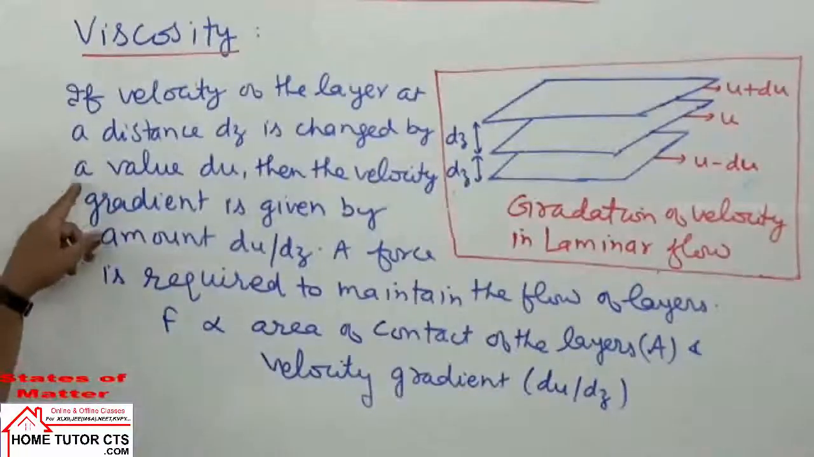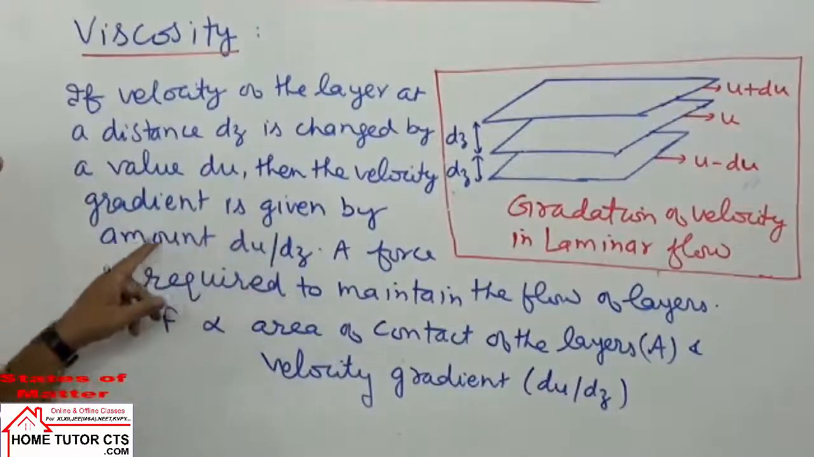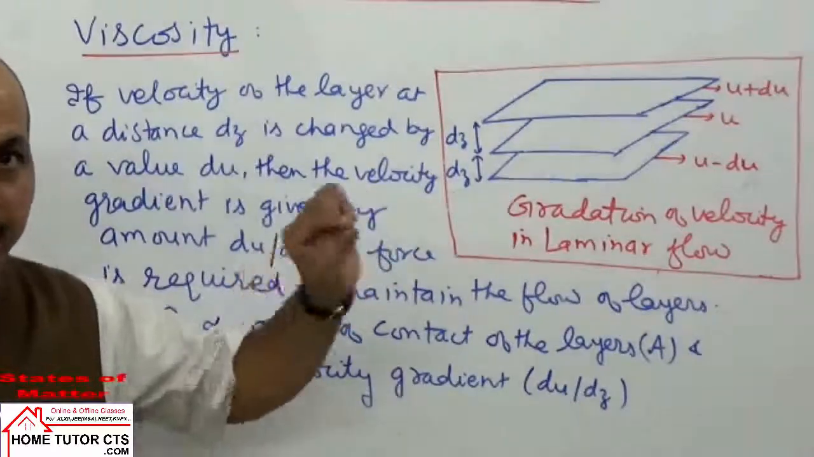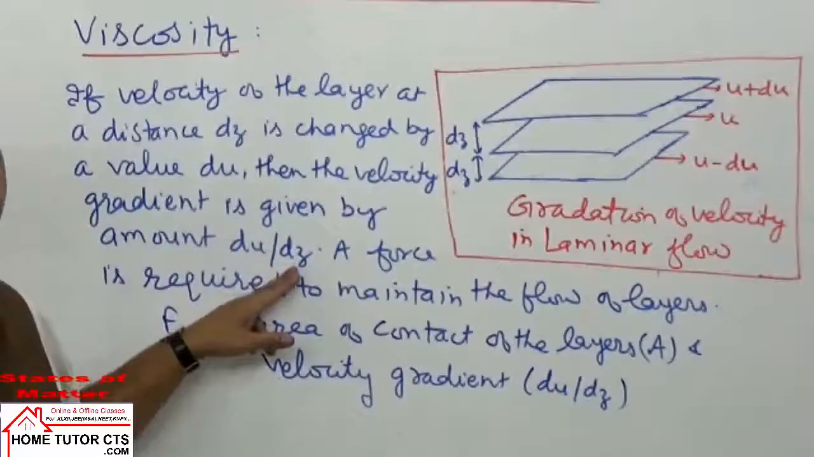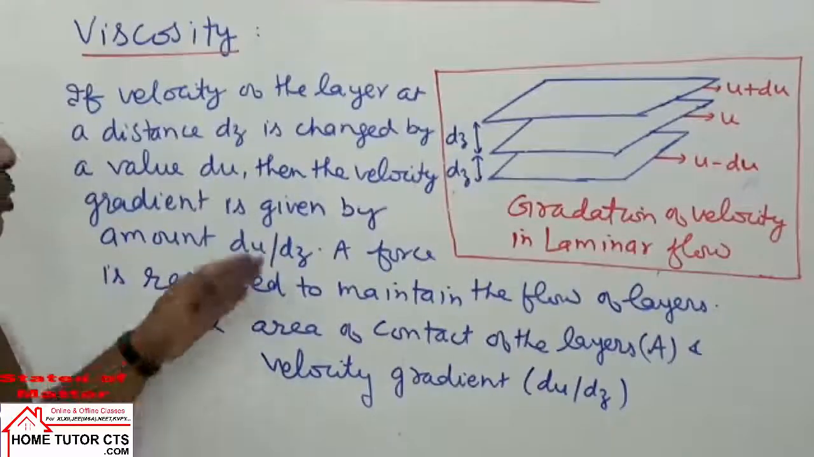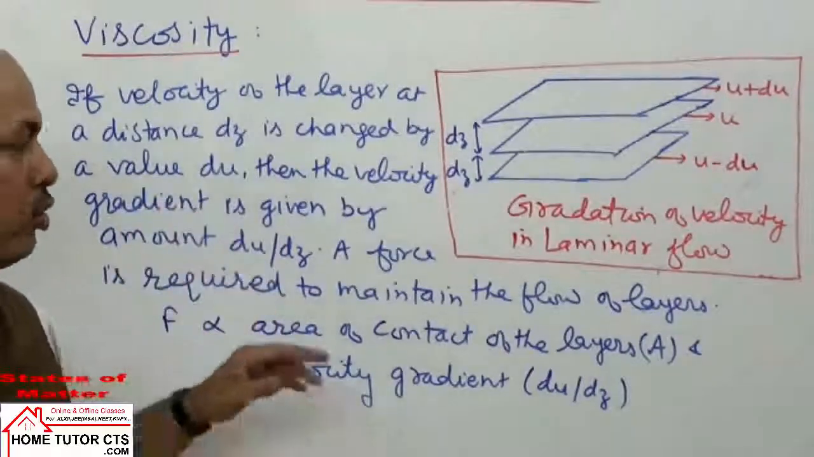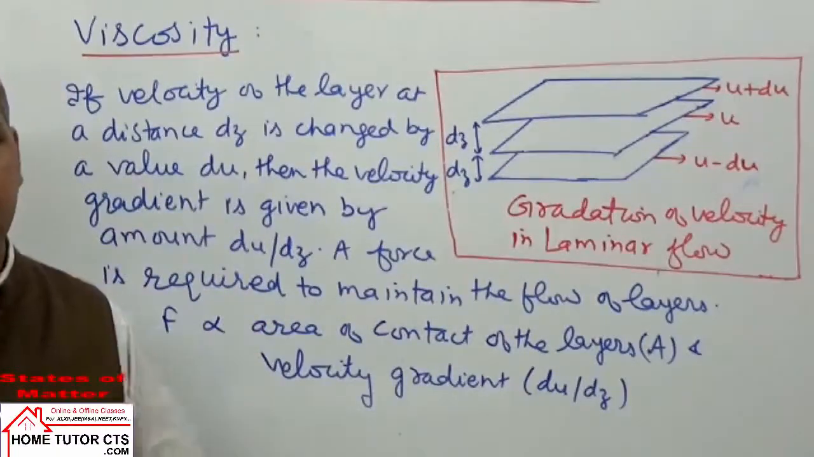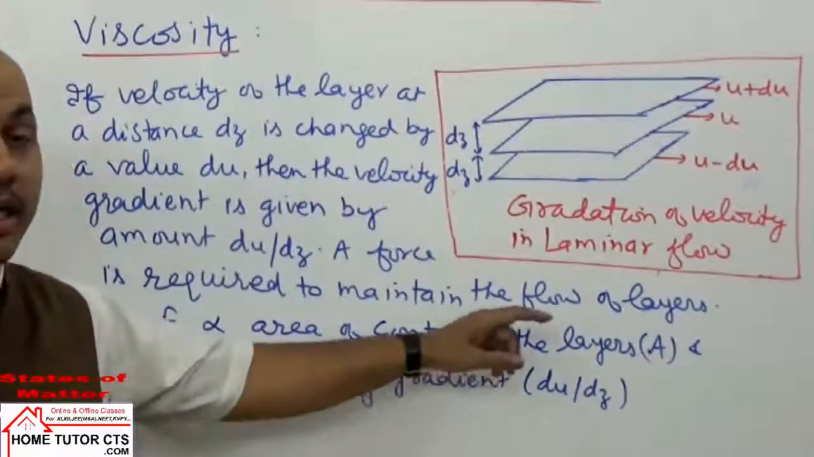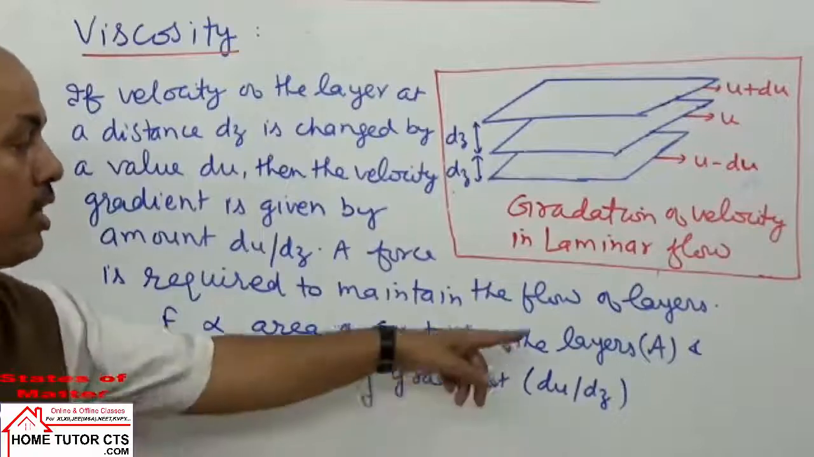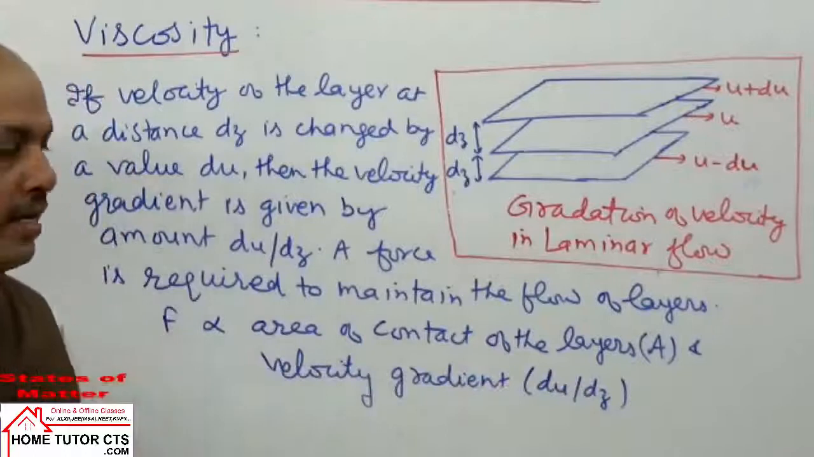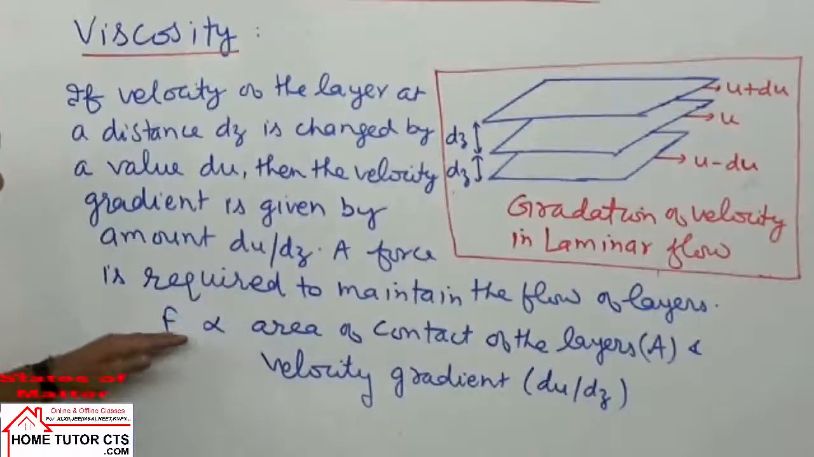So what happened then here? The velocity gradient is given by the ratio du by dz. du is the difference of the speeds in the two layers with distance. That is called the velocity gradient. A force is required to maintain this flow of layers, and this force is directly proportional to what? The area of contact of the layers A, and the velocity gradient du by dz. So you can write an expression using this relation.